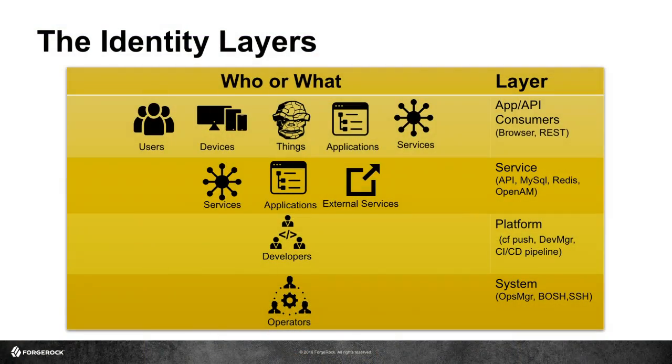Now, whenever I start talking about identity, I want to make sure we understand what layers of identity we're talking about. There are several of them. Starting at the top, you have the largest one. It's kind of a reverse pyramid here. At the top is the biggest one with users, devices, things, applications, and services. These are the things that are consuming externally exposed applications or APIs. This is the layer of identity that needs the most scale and is the most complex. You have different types of protocols involved. We'll be talking about that today.